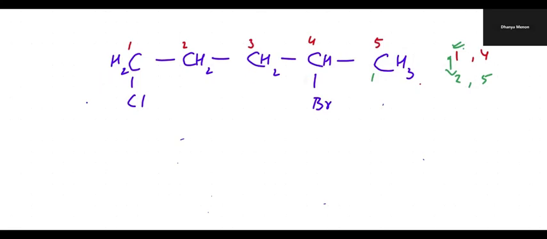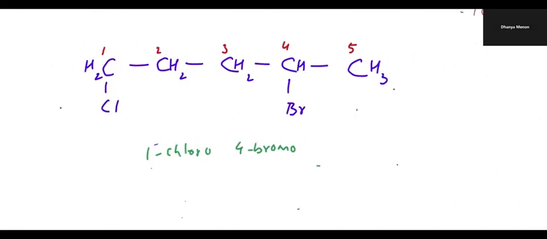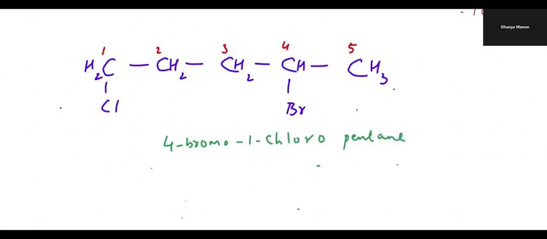Now while naming, what would you do? At the first position, there is chloro. At the fourth position, there is bromo. So here, you will look at the alphabetical order, irrespective of the position. So you will name it like this: 4-bromo, 1-chloro, pentane, because there's no single, double or triple bond. Okay.